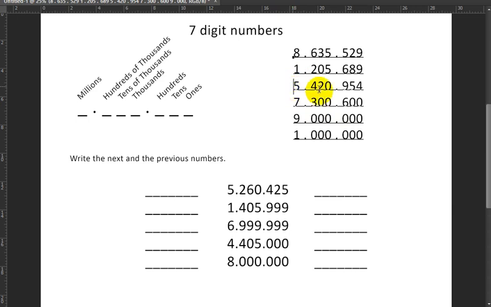What if they asked you for this number? How many millions does it have? Well, you can just look at the number that's in front of the millions dot, 5.